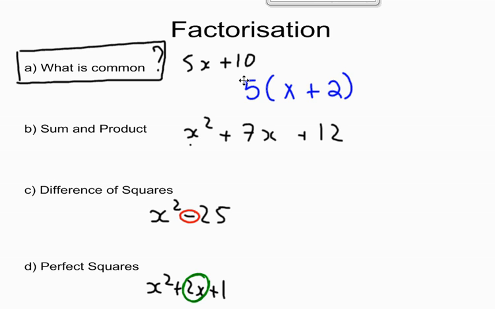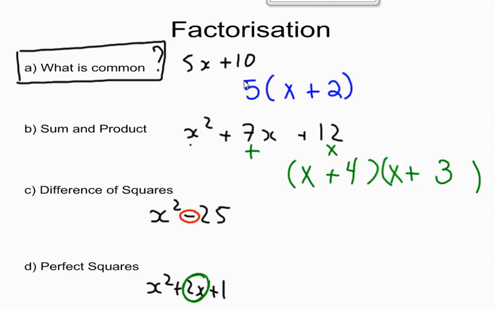Sum and product. In this method, you're thinking what two numbers multiply to 12 and add to 7. And you'll see this form, x squared plus some coefficient multiplied by x plus some constant. So what two numbers multiply to 12 and add to 7? And we set it up as, we know x times x is going to give us x squared. Two numbers that multiply to 12 add to 7. And we know that's going to be a positive 4 and a positive 3. 4 times 3 gives us 12. 4 plus 3 gives us 7.